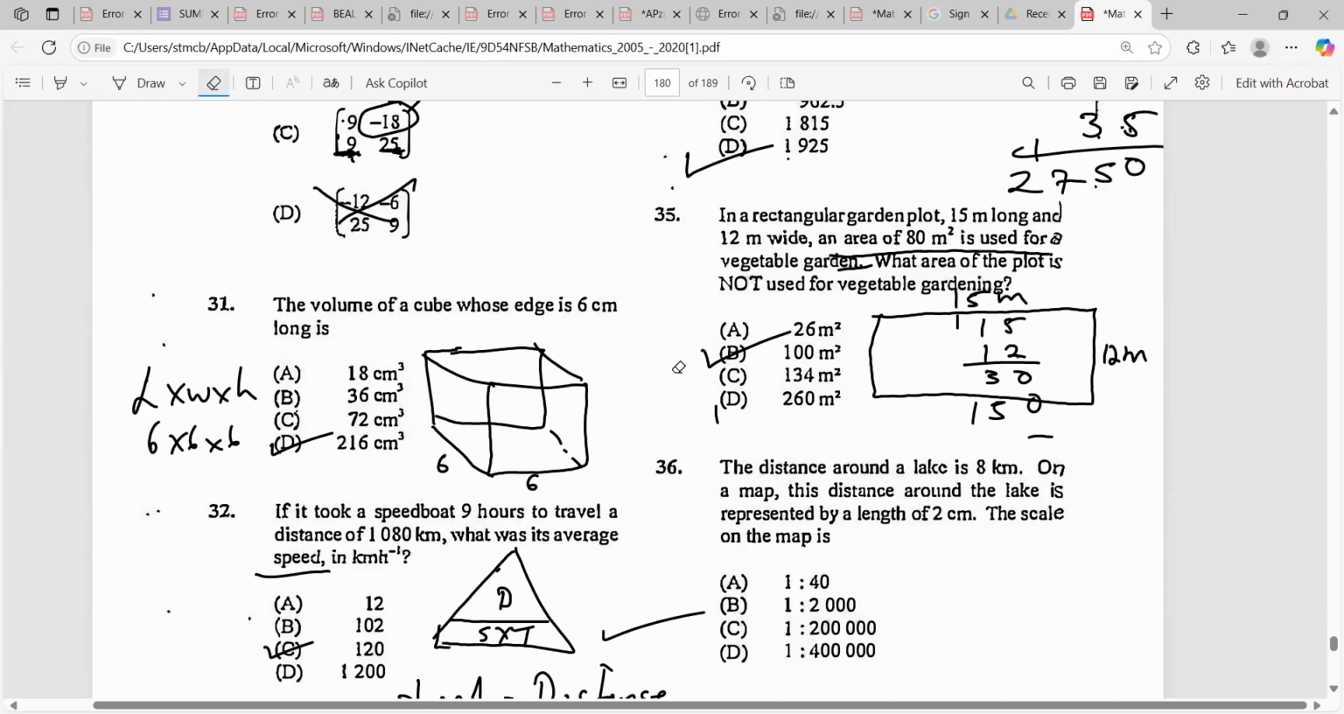It says the distance around the lake is 8 kilometers. On the map, the distance around the lake is represented by 2 centimeters. So 2 centimeters represent 8 kilometers. So basically 1 centimeter is going to represent 4. So it has to be D. Alright, the scale on the map is D.